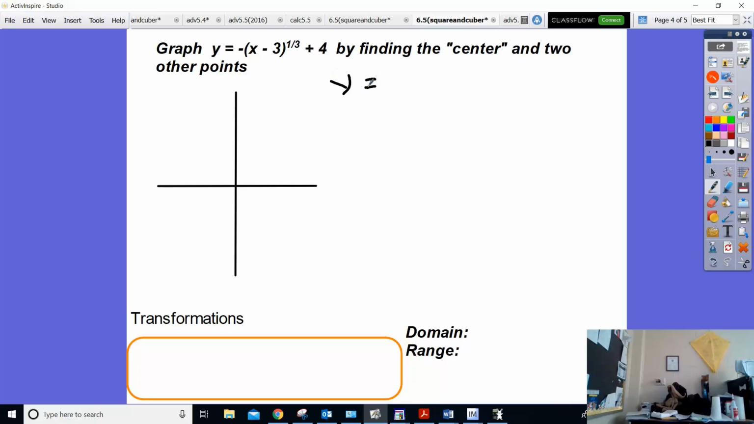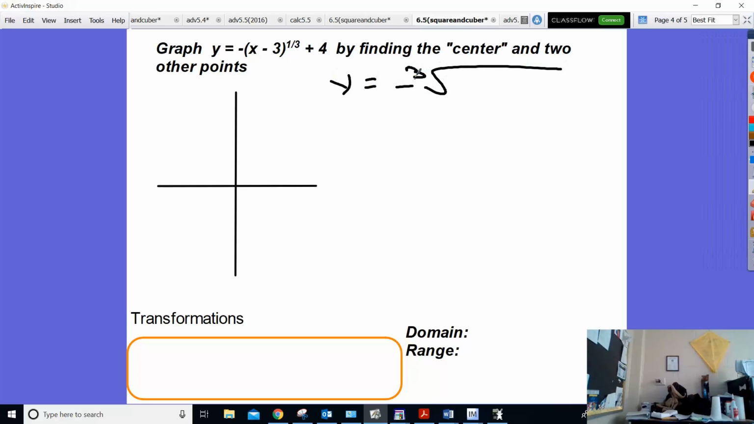This is equivalent to y equals negative cubic root of (x minus 3), plus 4 on the outside. And I'll even encapsulate that x minus 3 instead of parentheses to help you out. I know a lot of kids don't get that. I rewrite radicals as exponents and vice versa. So we're going to transform mom.